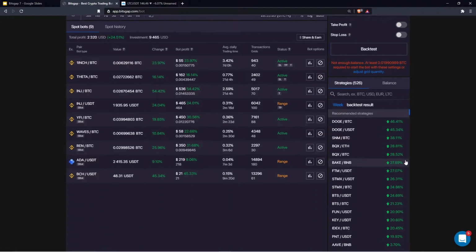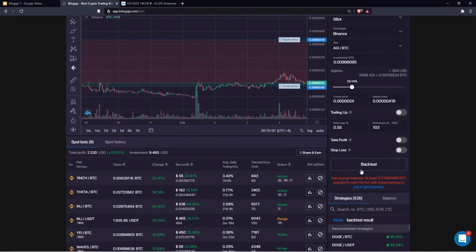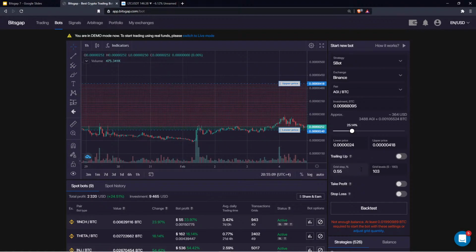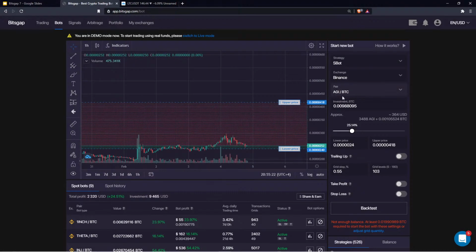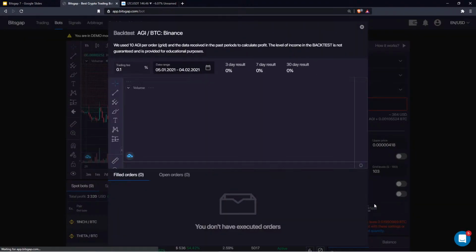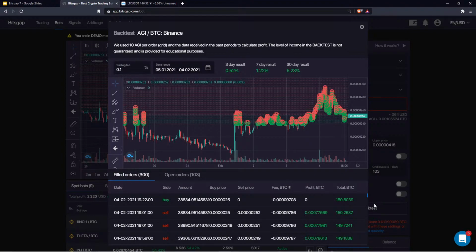If you don't know which crypto to trade. The cool thing that we also have here is the backtest. And the backtest basically allows you to stress test any configuration. So let's say you want to backtest the SBot on AGI trading to Bitcoin. And let's say 103 grid levels. You click on backtest and here we go.